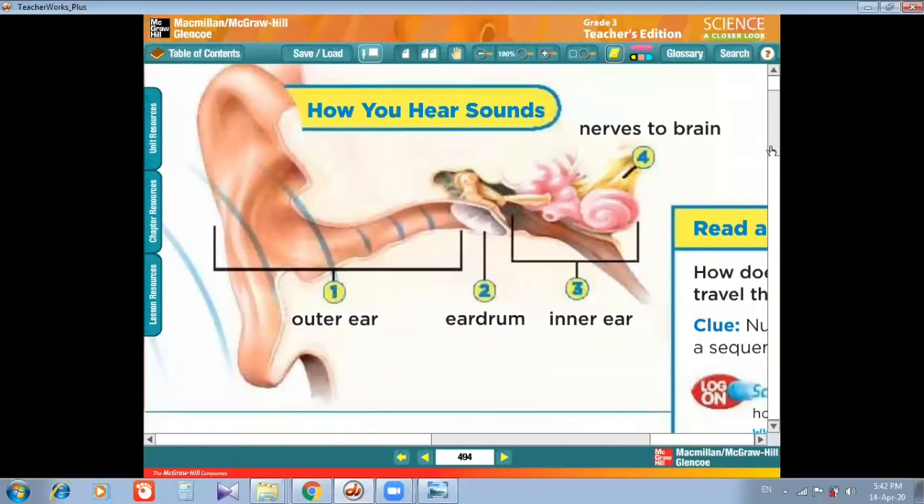Now what happens when the sound waves come? Sound waves are collected by our outer ear. Then they are transferred to the eardrum. Number two, the eardrum vibrates. When the eardrum vibrates, it makes the three tiny bones vibrate. When these three tiny bones vibrate, the vibrations are sent to the nerves, and then it is transferred to the brain. When it comes to the brain, then we hear a sound.